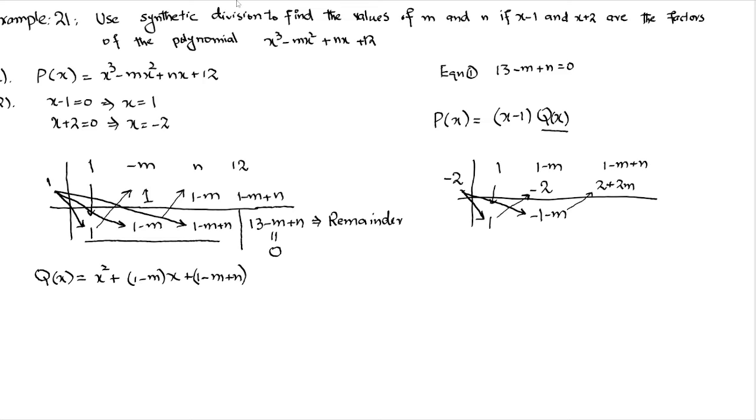So we have 1 plus 2 is equal to 3, minus m plus 2m is plus m, and we have plus n. Now this portion, the last term, is the remainder.